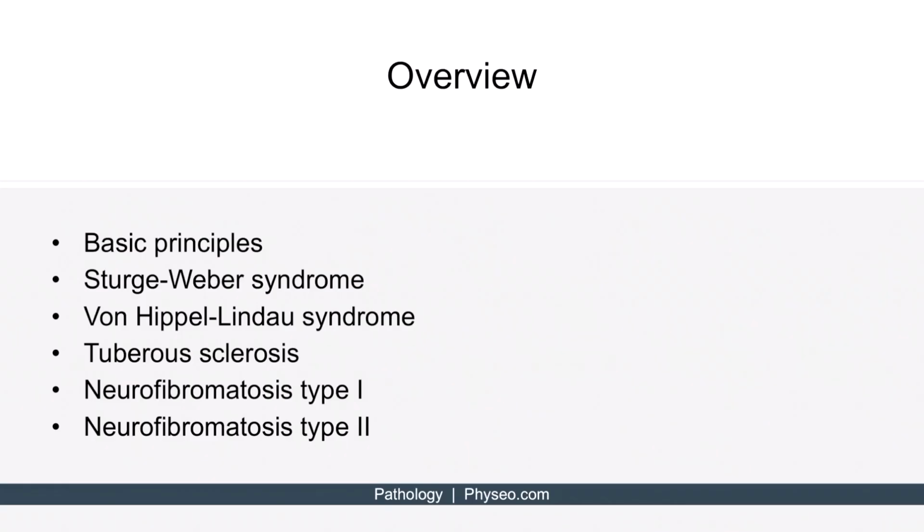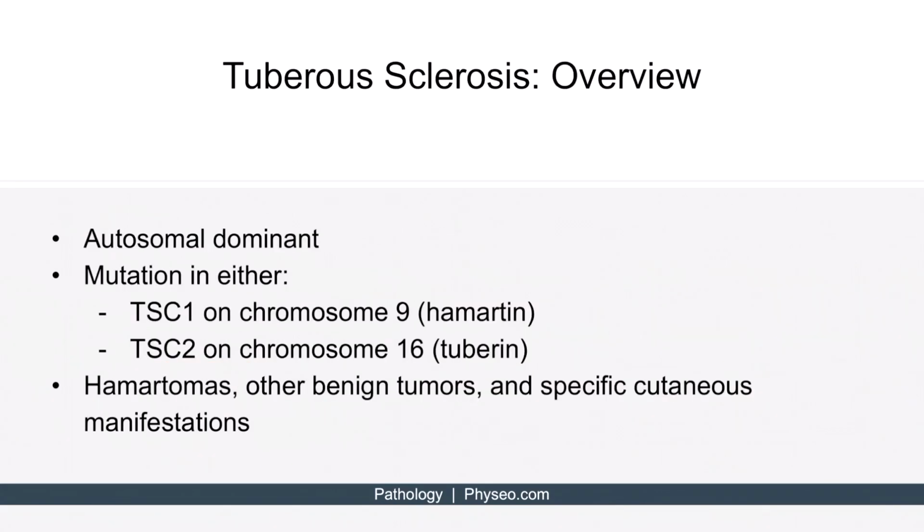All right, the next disorder we'll discuss is tuberous sclerosis. This is an autosomal dominant syndrome secondary to mutation in either TSC1 or TSC2. TSC1 is located on chromosome 9 and encodes for the protein hamartin. TSC2 is located on chromosome 16 and encodes for the protein tuberin. Mutation in either of these genes results in characteristic formation of hamartomas, as well as other benign tumors and specific cutaneous manifestations.